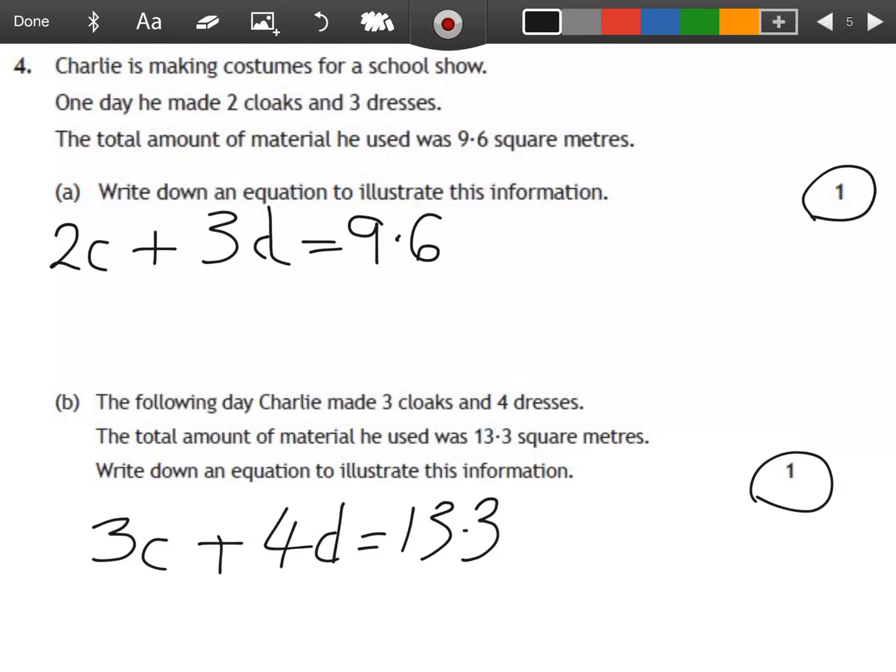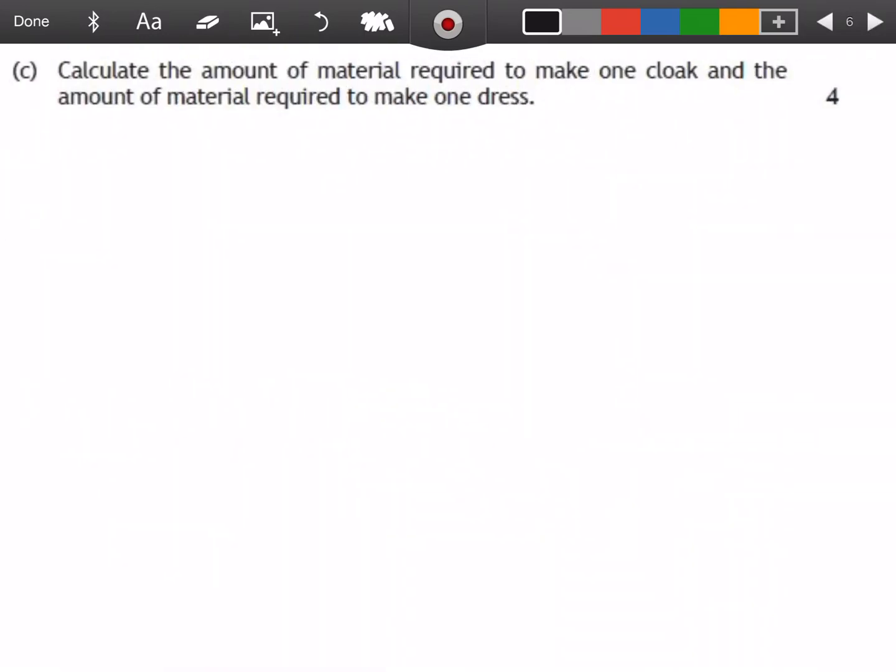Now on part C, pretty sure without going on to the next part, but pretty sure it's going to say solve the equations, or it might say work out how much material is needed for each one. Part C, yep, calculate the amount of material to make 1 cloak and 1 dress. I have got the 2 equations. I've scribbled them down. So these were the 2 equations from part A and B.